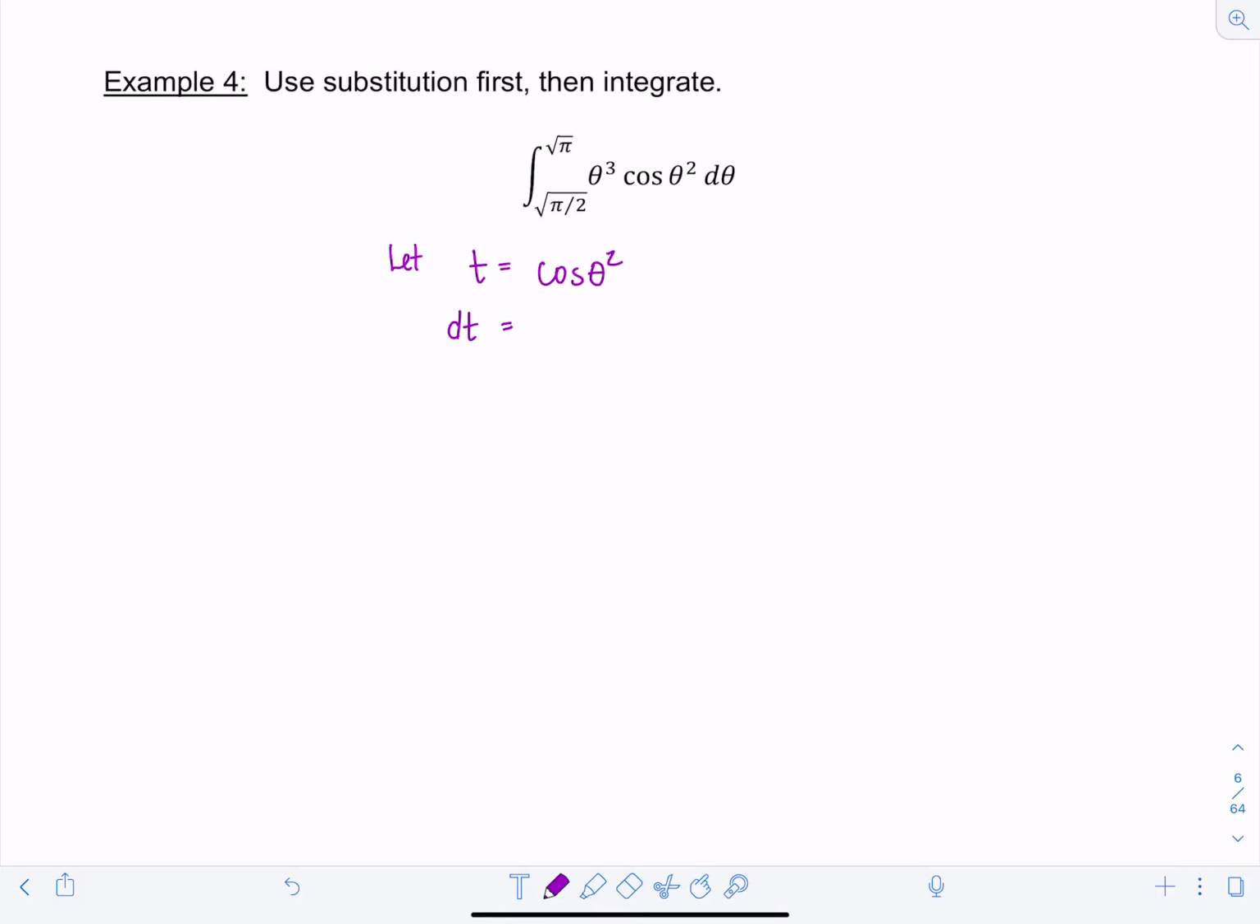Derivative of cosine something is negative sine something, and then by the chain rule you have to multiply by 2 theta d theta. Now things are spiraling out of control, right? Because I have a theta cubed here. I don't even have a sine of theta squared anywhere in my integral. So this is a bad choice, okay?